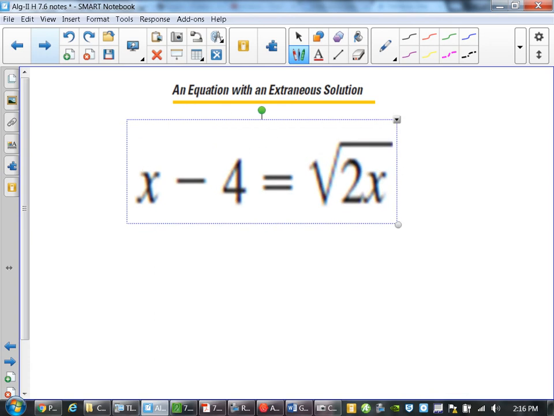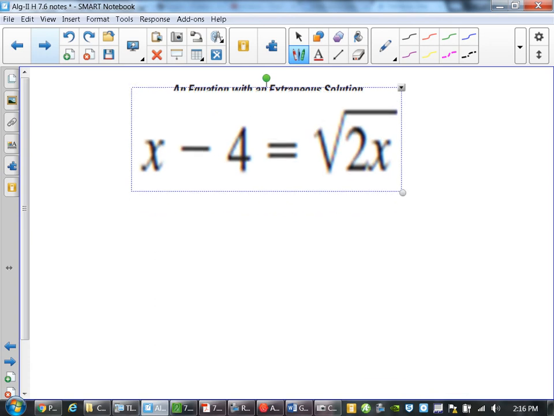I've been saying that every once in a while you could come across an extraneous solution, so I might as well give you an example that will tell you that you have an extraneous solution. That way you can see what exactly happens. You get the answer, that's not an answer. So if x minus 4 equals the square root of 2x, what do you do first?